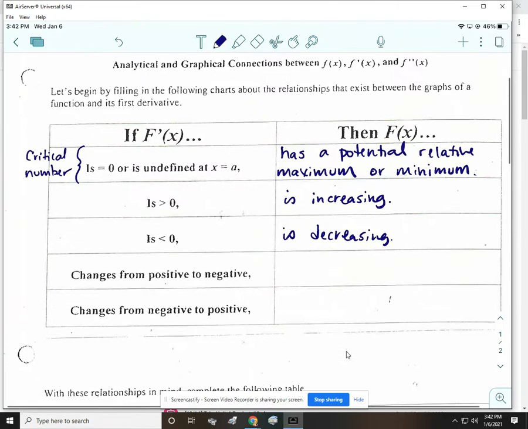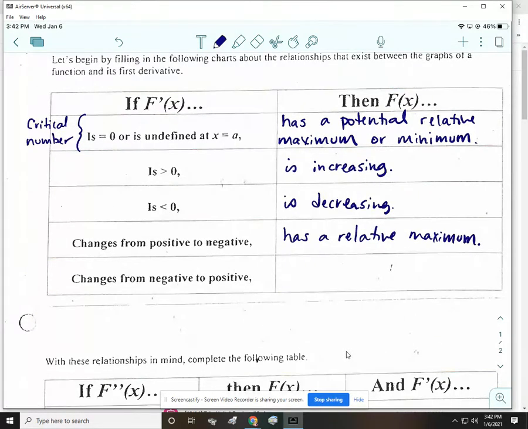Right. If f prime of x changes from positive to negative, so basically the function is changing from increasing to decreasing, that creates a relative maximum. So f of x has a relative maximum. And then if f prime of x changes from negative to positive, f of x has a relative minimum.